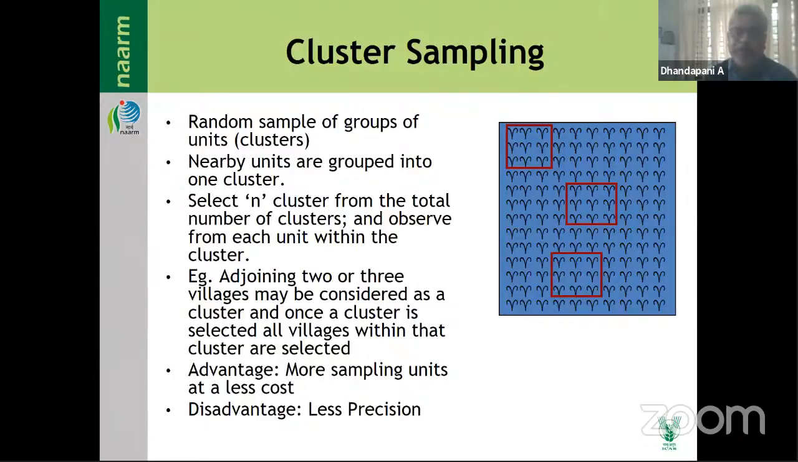So you can increase your sample size, but your precision will not increase. Precision will increase only when you are able to capture the variability. So that is the reason cluster sampling will be inefficient as compared to even simple random sampling. But cost-wise, cluster sampling has a huge advantage.